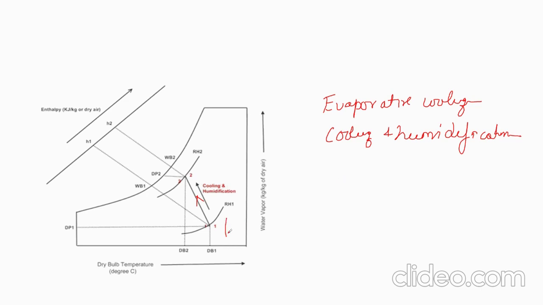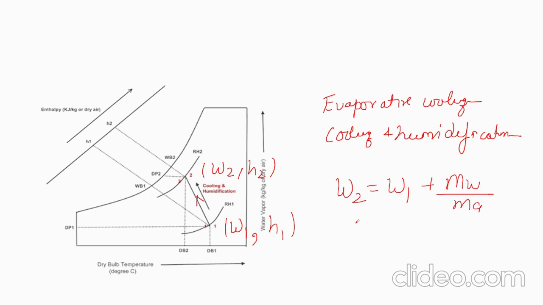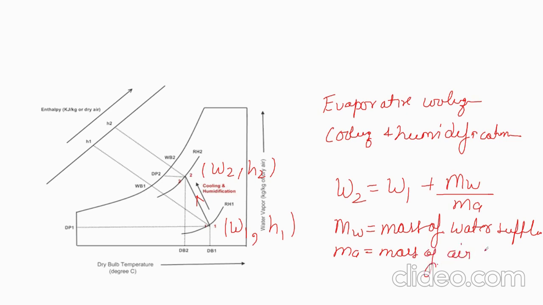At this point, if you know the specific humidity omega 1, and the enthalpy at this point is H1, then you can calculate the specific humidity and enthalpy at point 2 using the relation omega 2 is equal to omega 1 plus mw upon ma, where mw is the mass of water vapor, the mass of water supplied, and ma is the mass of dry air, the mass of air supplied.